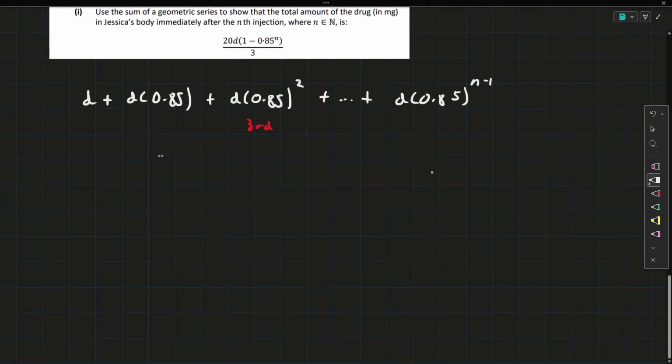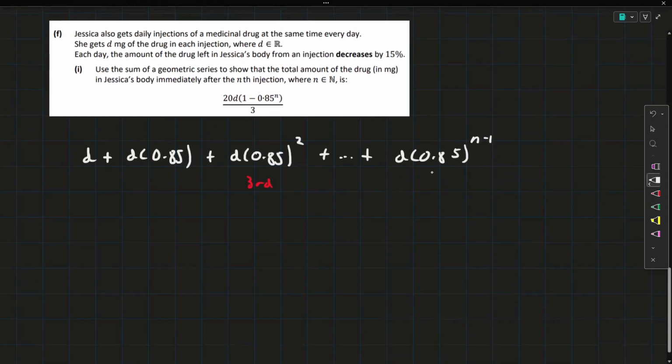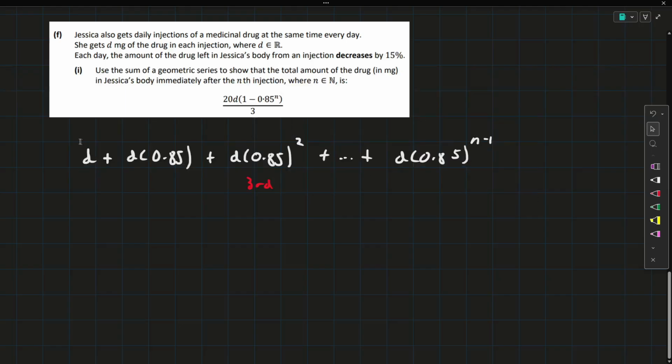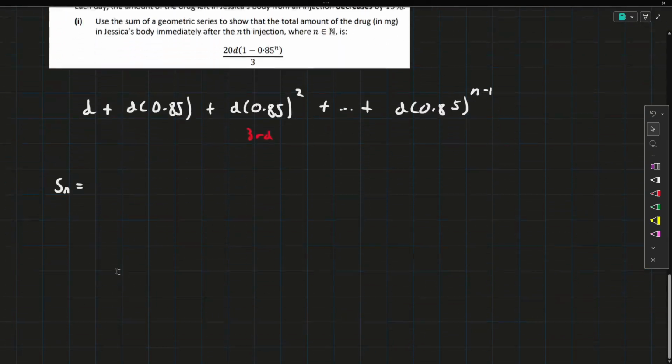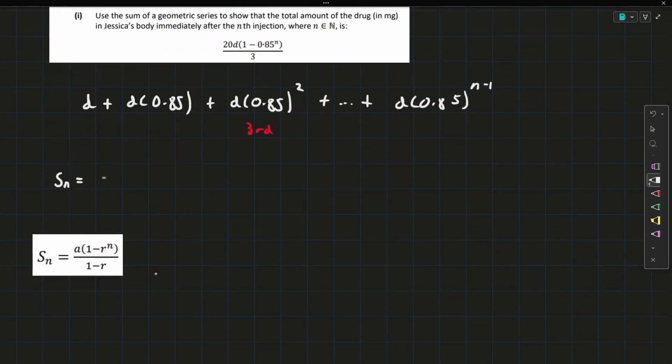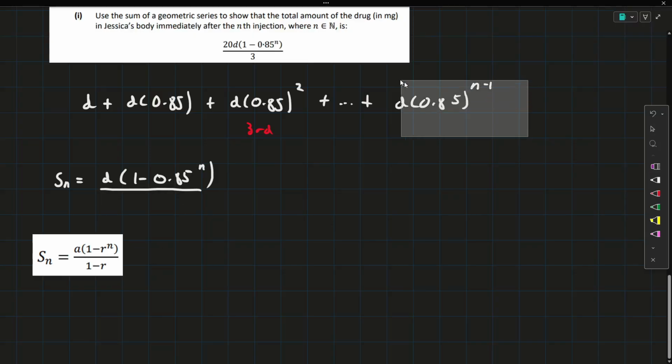So now we just need to figure out what this is. So we need to add all these up to find the total amount in our bloodstream from all of the injections. So we'll do Sn equals, and then we use the formula from above. That's this one. So the first term is d, 1 minus, and the common ratio is 0.85. That's to the power of n, because we're adding up the first n terms.